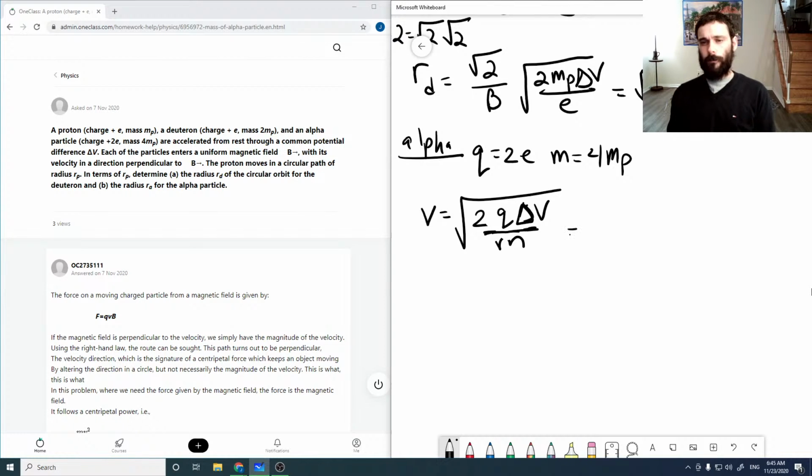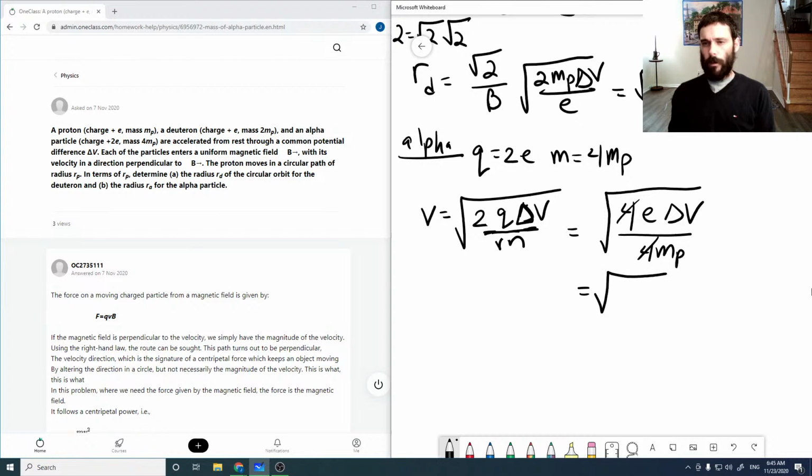So substituting in our given values, we have square root 4e delta V over 4mp. So those cancel. So that is just equal to the square root of e delta V over mp. Okay, so then that's our alpha particle velocity.